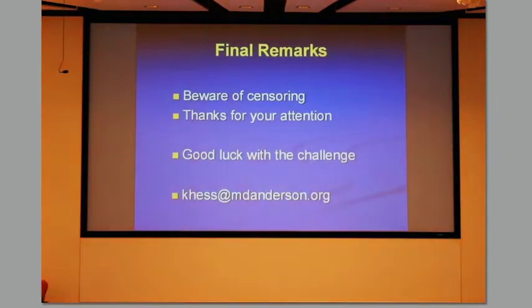Alright, the caution about the censoring is a big deal. You have to make sure the methods that you use are sensitive to the censoring.